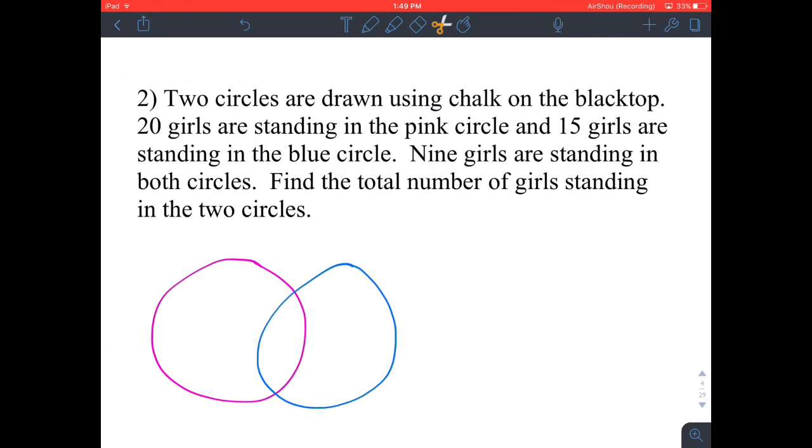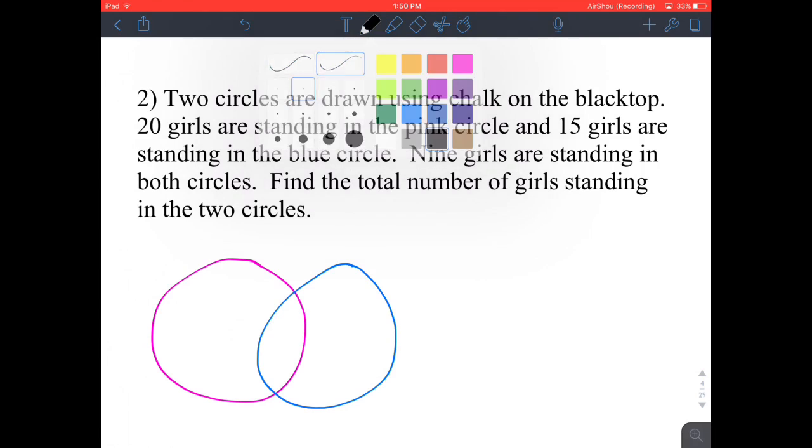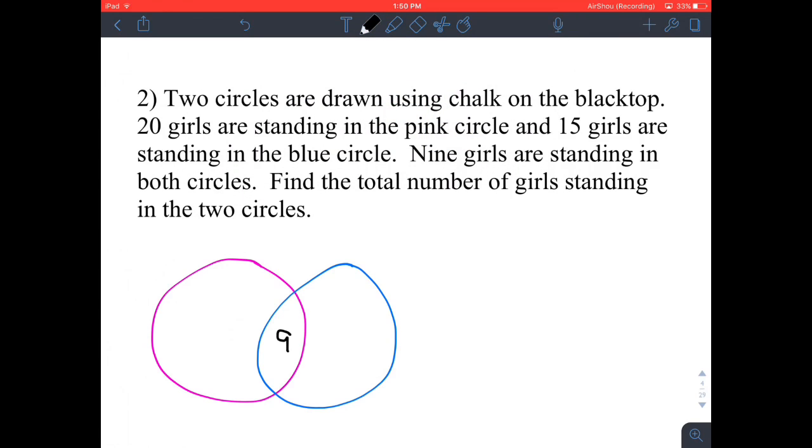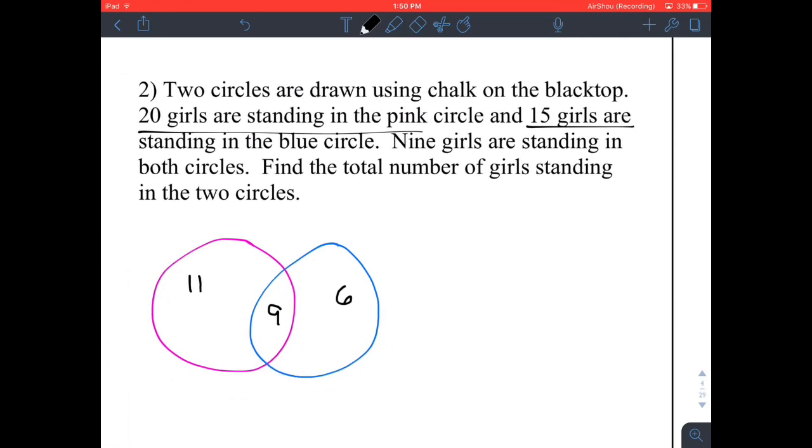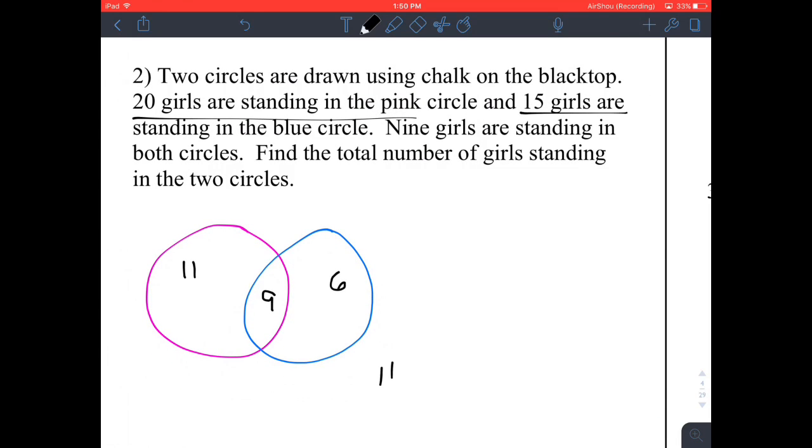And 15 are in the blue circle. 9 are in both circles. So we got 9 here in the center. 20 are in the pink. 20 minus 9, which means there's 11 that are in the pink circle exclusively. It says 15 are in the blue, and 9 are already being shared. So that means 6 are in it exclusively. And the total number of girls standing in the 2 circles, so 11 plus 9 plus 6, that's 26 ladies.